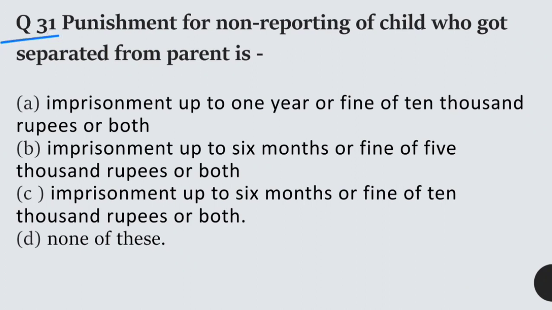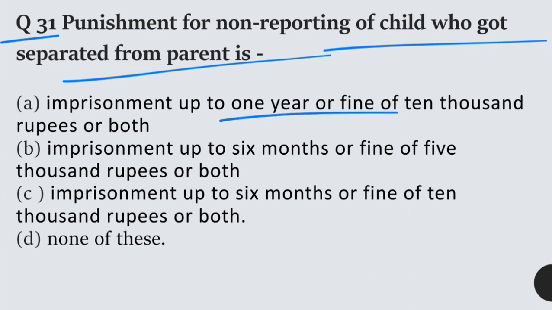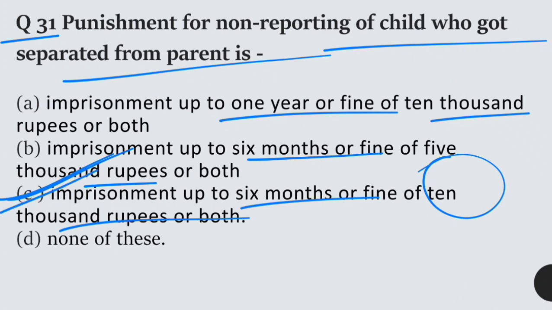Next question is, punishment for non-reporting of a child who got separated from parents is. Option A says imprisonment up to 1 year or fine of 10,000. B says imprisonment up to 6 months but fine up to 5,000, and C says imprisonment up to 6 months and fine up to 10,000, and D says none of these. C is the right option as per the provision: imprisonment up to 6 months and fine of 10,000.